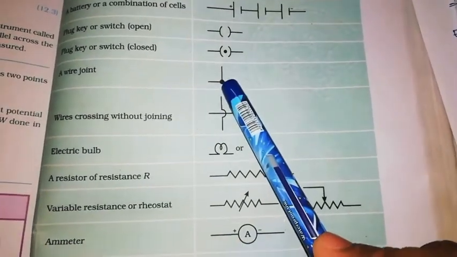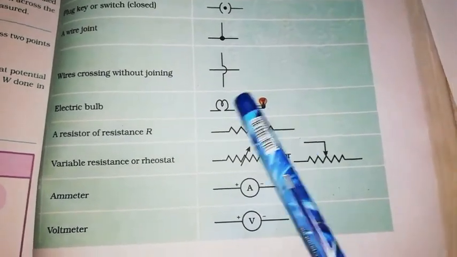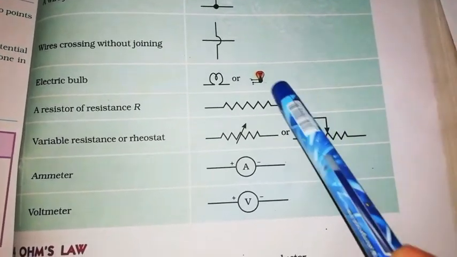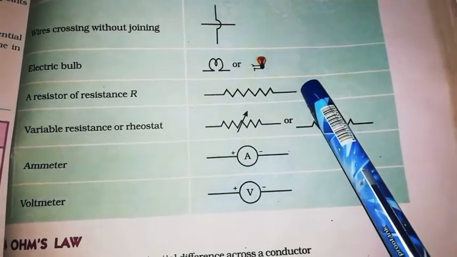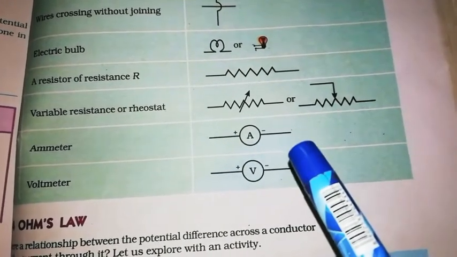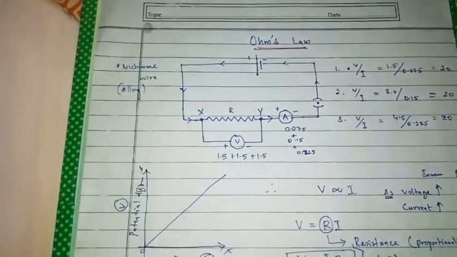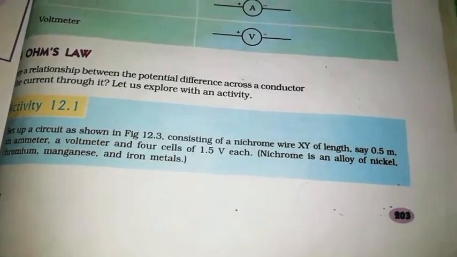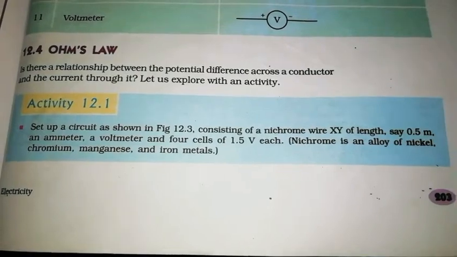And this is a wire, and this is a crossing wire. An electric bulb is denoted like this in both ways. And these are the resistors. We are going to talk about resistors today. So this is the symbol of a resistor, of resistance. And this is the symbol of an ammeter and the voltmeter. In this chapter, the topic is Ohm's law. What is Ohm's law? There is an activity given in your book, and we are going to talk about this activity only, Activity 12.1. So take your book and read the activity carefully.